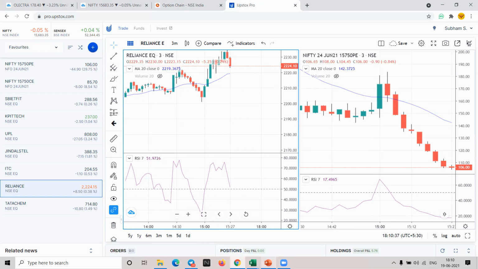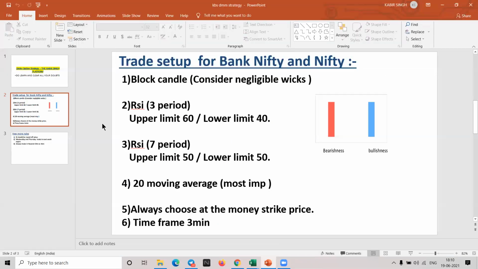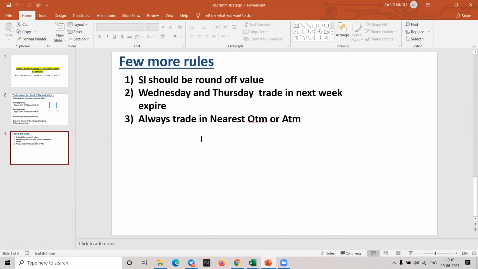One more thing I'll tell you about options. When Thursdays are there, when expiries are near, on Thursdays or Wednesday when you are trying to use this strategy, pick up the next week expiry. Because at that time the last traded price or premiums are running very low, like 10 rupees, 30 rupees. That time you will not see the move. So better to take the next week expiry.